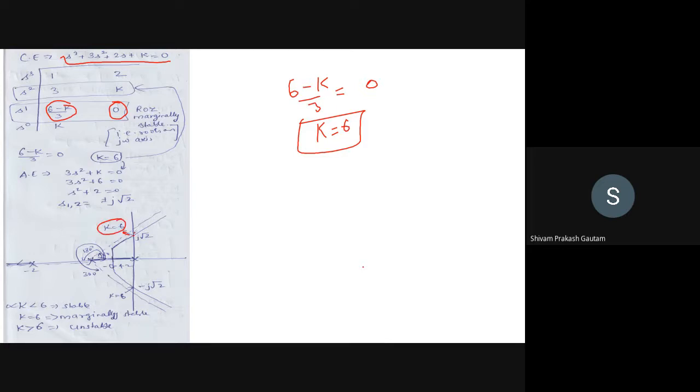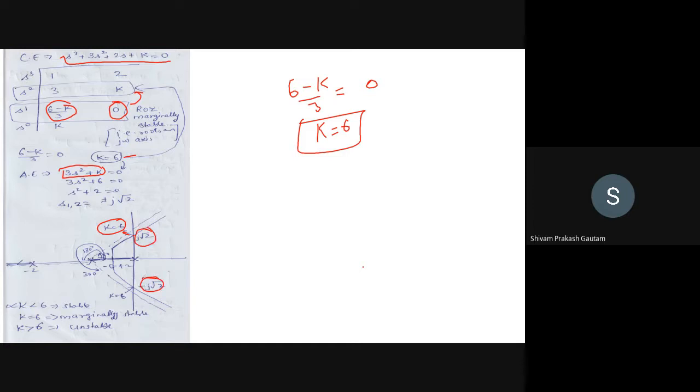And if you want to calculate the value of s, you can calculate it through the auxiliary equation. What is the auxiliary equation? You form it from the row just above the row of 0. So this is the row of 0. The auxiliary equation is 3s square plus k is equal to 0. You can substitute the value of gain k. So gain k is 6. Then you can calculate the value of s. So here s is equal to plus j root 2, and minus j root 2.